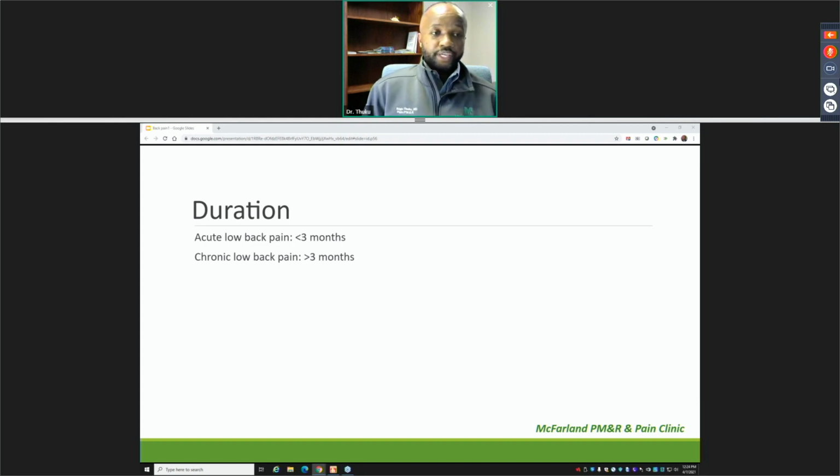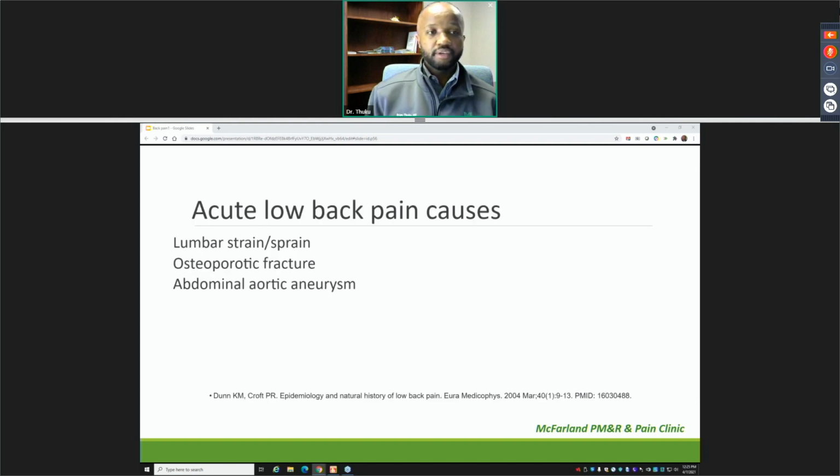And this is where we go into acute and chronic. Acute is where you have less than 3 months, and chronic is more than 3 months. But also remember, there can be acute on chronic lower back pain, as we have acute on chronic renal failure. So something can happen with the back pain.